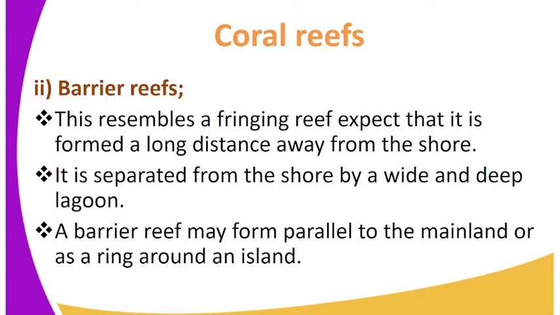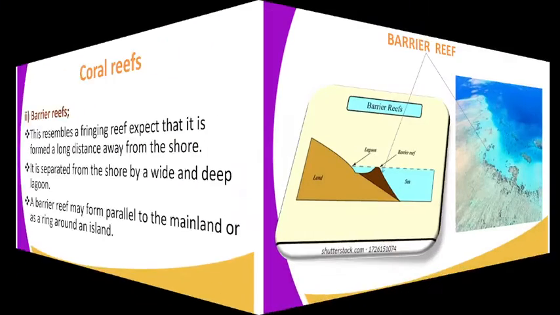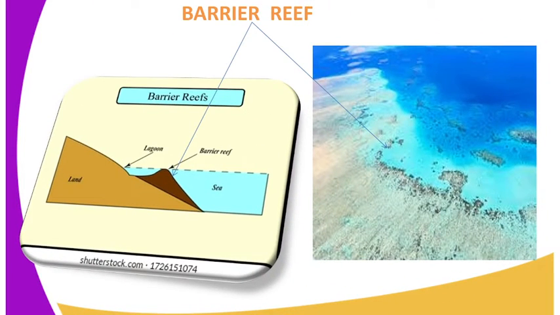Then the second one is barrier reefs. This resembles a fringing reef except that it is formed a long distance away from the shore. It is separated from the shore by a wide and deep lagoon. A barrier reef may form parallel to the mainland or as a ring around an island. You can see a cross-section of the barrier reef and a real barrier reef along the coast.